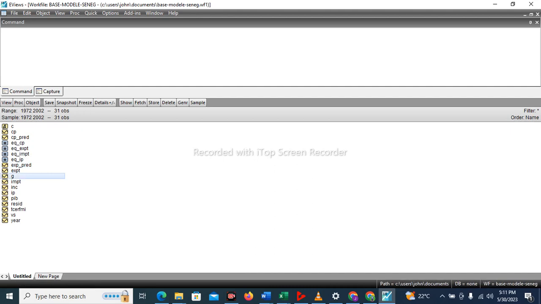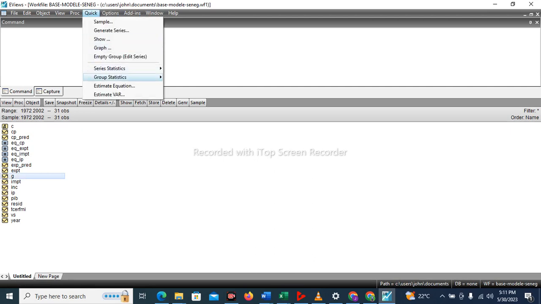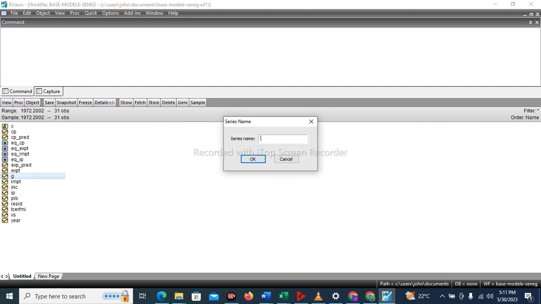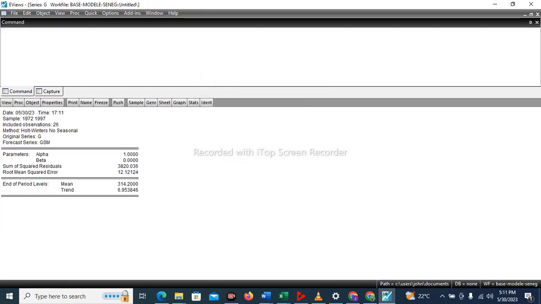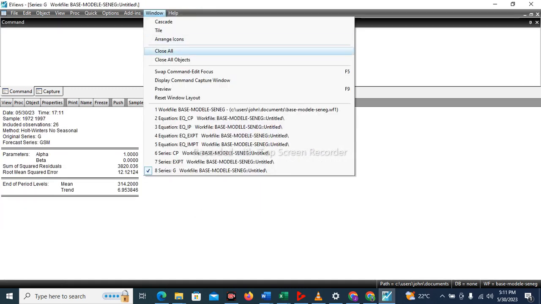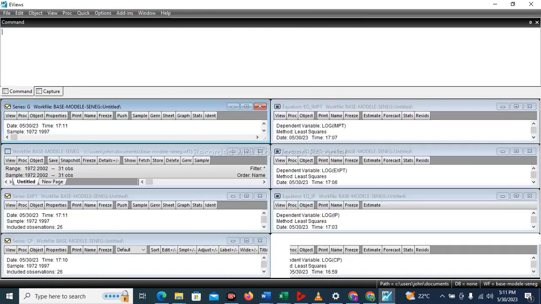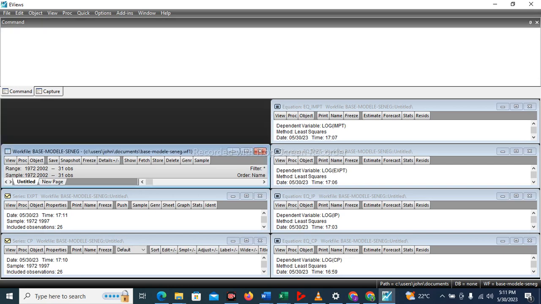Then we go to public expenditure G, quick, series statistics, exponential smoothing. Series name is G. Then it was non-stationary, therefore we use non-seasonal Holt-Winters. Then time back. Let me try to close some of this.